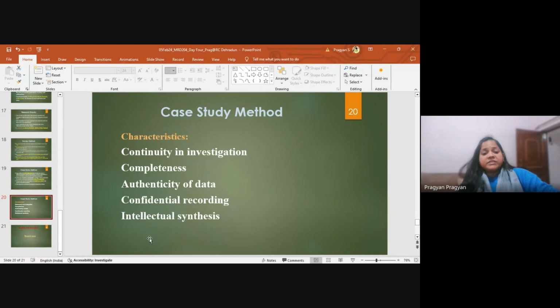Intellectual synthesis has to be a very important characteristic of a case study. Why? Because case studies are not just segmented observations or segmented analysis about one unit of investigation. Never. We use the case study method to enhance our report writing, or our evaluation research, or our action research. These are supplementary research methods, because there is a requirement to connect the dots of method.